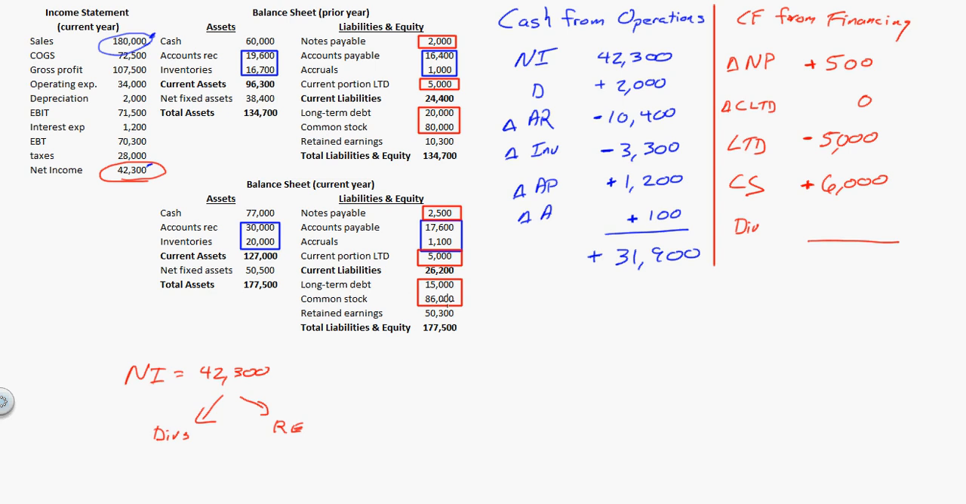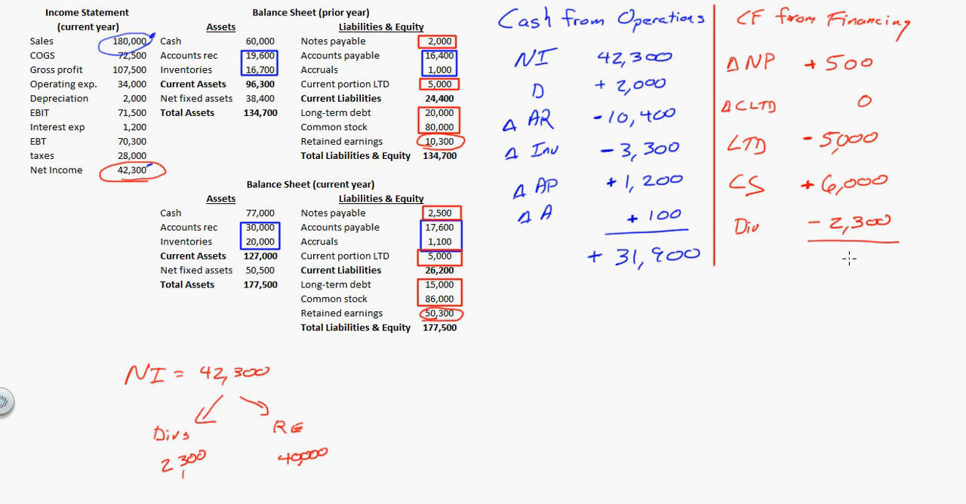And what happened? Last year they had $10,300 of retained earnings. This year $50,300. So they must have kept $40,000 as retained earnings, right? So they take this income and put $40,000 of it in the retained earnings bucket. That means they paid out $2,300 as dividends. Why did they do that? I don't know. I don't care. I just know that they did. So that's minus $2,300.